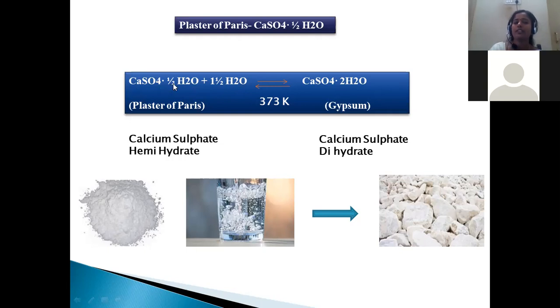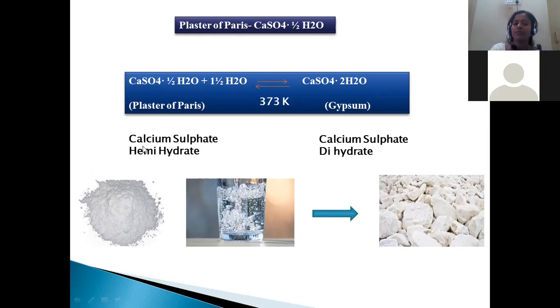Calcium sulfate associated with only half a molecule of water is known as plaster of Paris. Calcium sulfate hemihydrate can be treated with water so that a hard material is formed, which is called gypsum. In this way, it is possible to convert plaster of Paris into gypsum and gypsum into plaster of Paris. How? By taking gypsum and heating it at 373 degrees centigrade, the powdery form of plaster of Paris is formed.